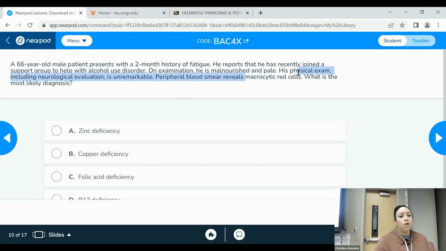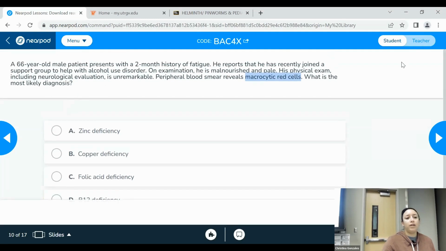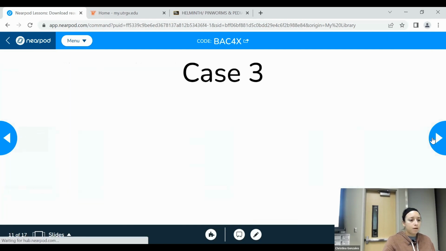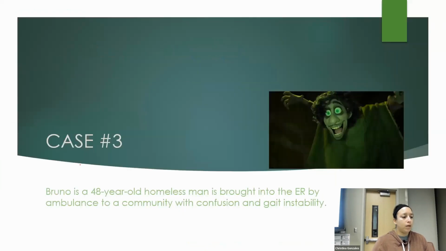Let's see. Macrocytic cells. What in this made you think folic acid versus B12? What is the one line that made you think one versus the other? Yeah, neural evaluation is unremarkable. So sometimes you get a little bit of neuro stuff, but it's mostly B12 that has the neural, okay? So this should be folic acid, okay? All right, let's do the next case. We're doing great. Thank you for your participation and your focus. I know it's hard to focus for this long at a time.